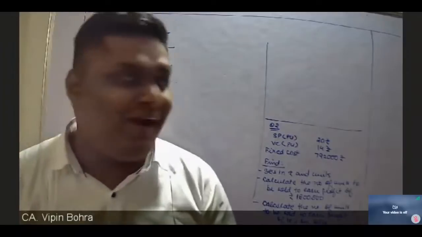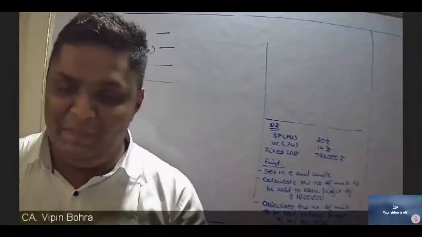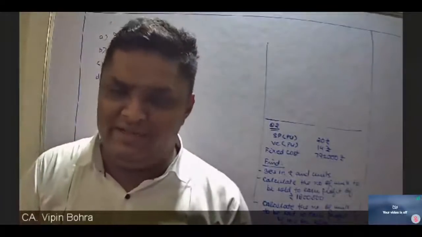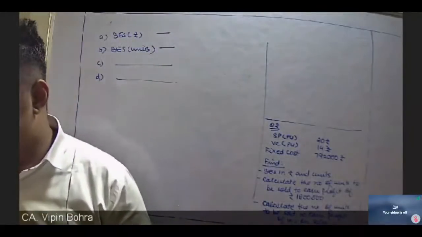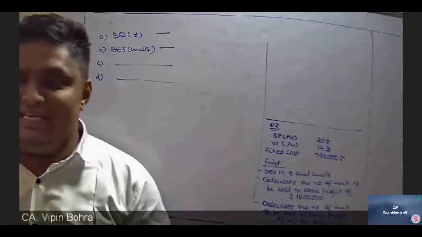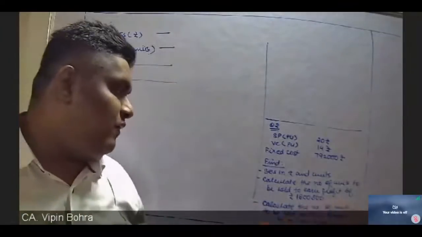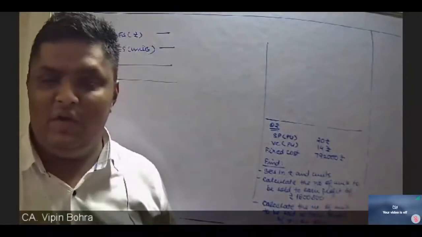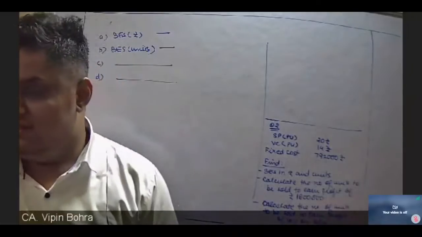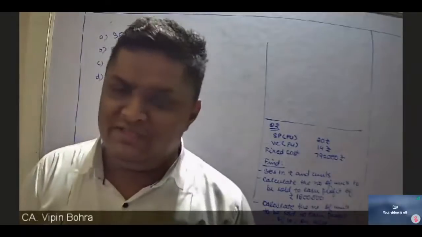The last part, that is little tough. The D point is little tough. So apply your brains and try to solve it. First, second and third are very easy. But yes, the last part, that is calculate the number of units to be sold to earn a profit of 10% on sales. You have to do a bit of exercise.